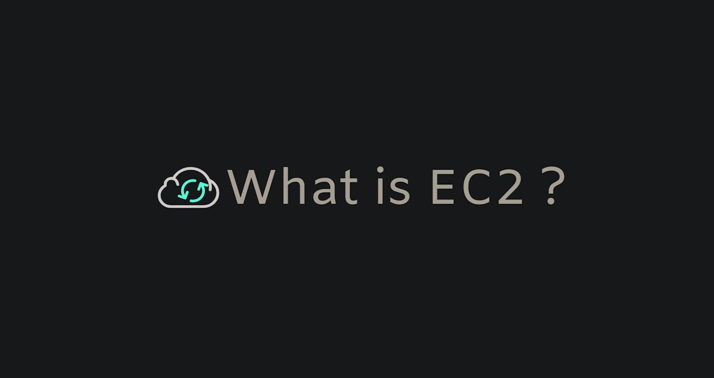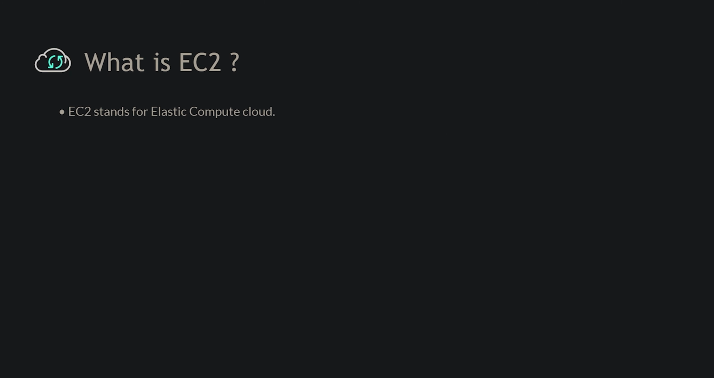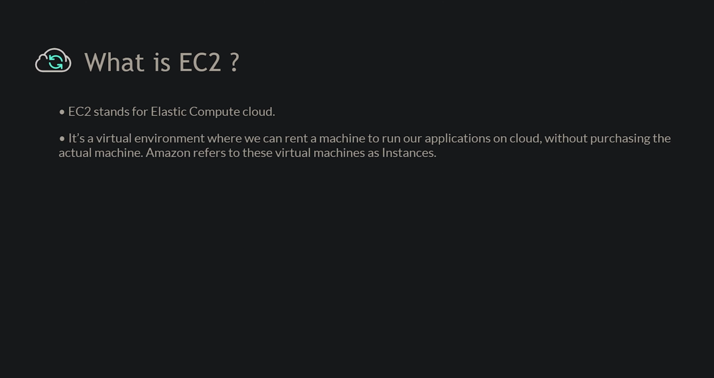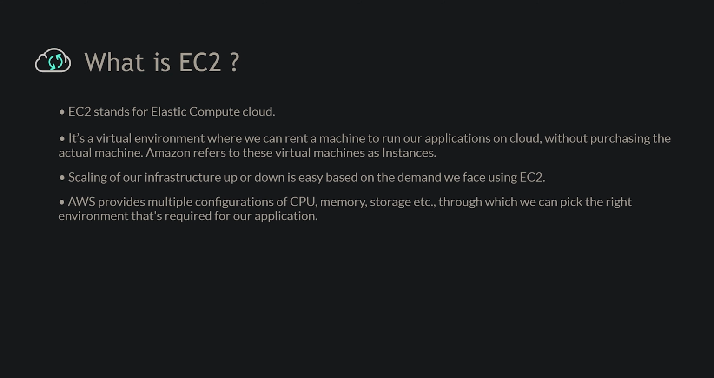Okay, so to work with EC2, we need to first understand what is EC2. So EC2 stands for Elastic Compute Cloud. It's a virtual environment where we can rent a machine to run our applications on cloud without purchasing the actual machine. And Amazon refers to these virtual machines as instances. Scaling of our infrastructure up or down is easy based on the demand we face using EC2, right? And also AWS provides multiple configurations of CPU, memory, storage, etc. through which we can pick the right environment that's required for our application.